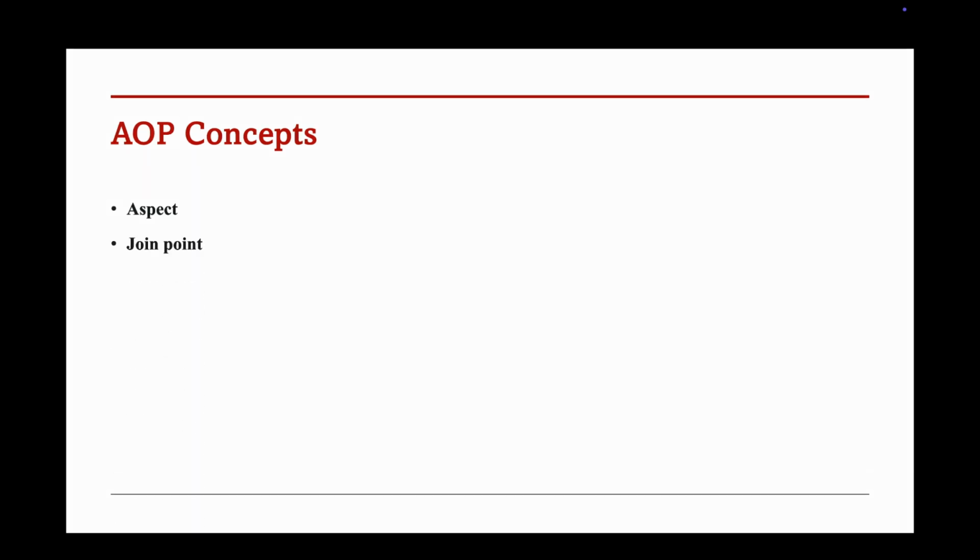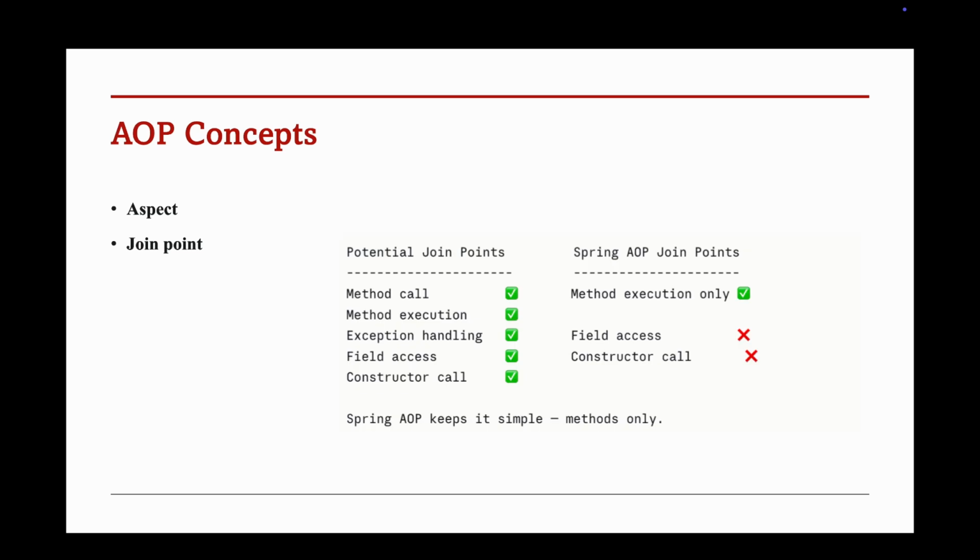Alright, next join point. A join point is a specific point during the execution of your program where an aspect can be applied. Now in theory, a join point could be many things. A method being called, a method completing execution, an exception being thrown, a field being accessed. These are all potential join points in AOP theory.